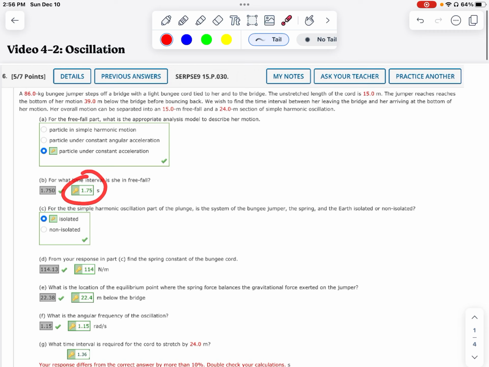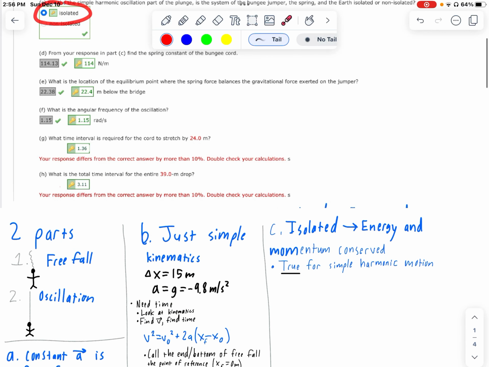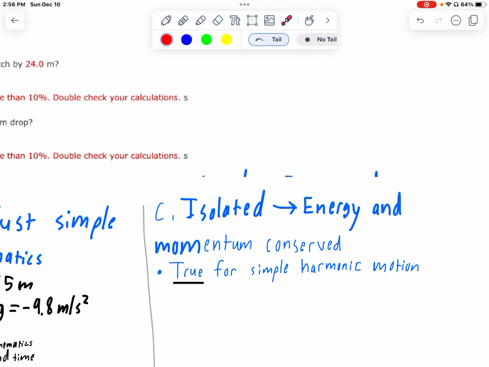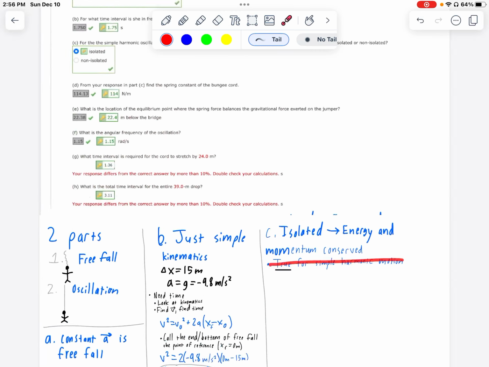We check that out. It is all good. And then we move on to part C, which asks, for the simple harmonic oscillation part of the plunge, is the system of the bungee jumper, the spring, and the earth isolated or non-isolated? Isolated is correct because an isolated system implies that energy and momentum are conserved, and this is a true statement for simple harmonic motion.